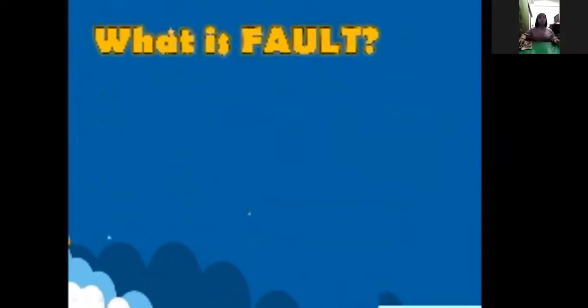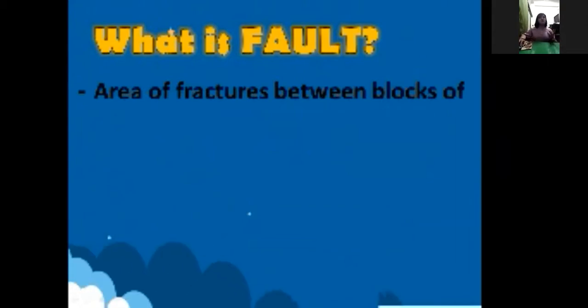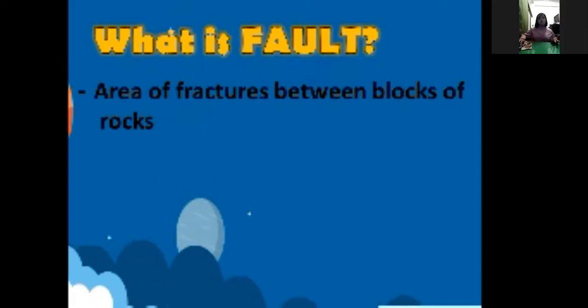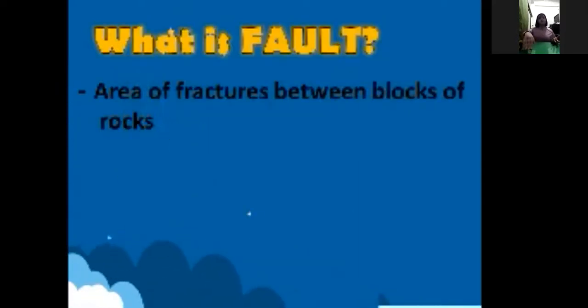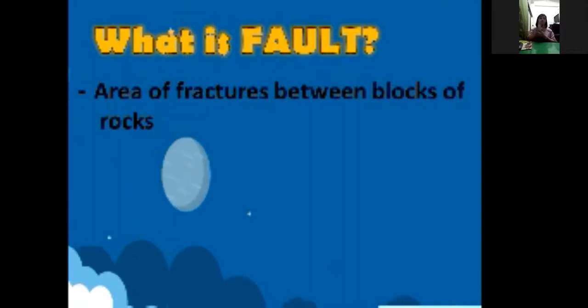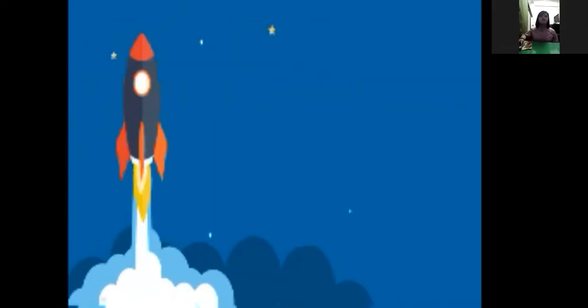So what is a fault? A fault is an area of fractures between blocks of rocks. Again, a fault is an area of fractures between blocks of rock. When we say fractures, these are like the broken part of something or of a surface. So in a fault, it is between blocks of rocks. That is a fault.